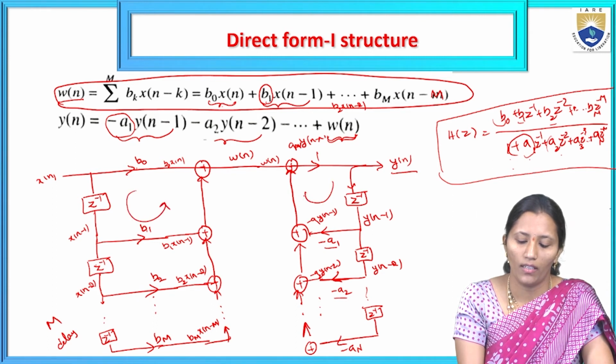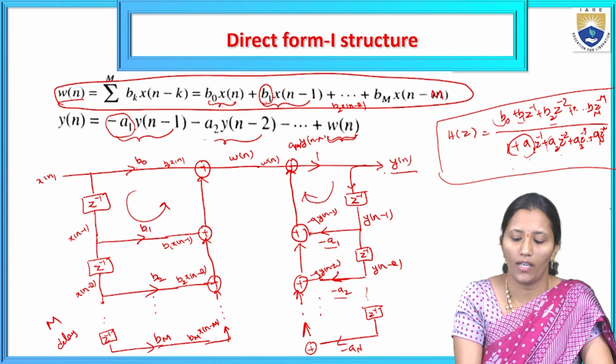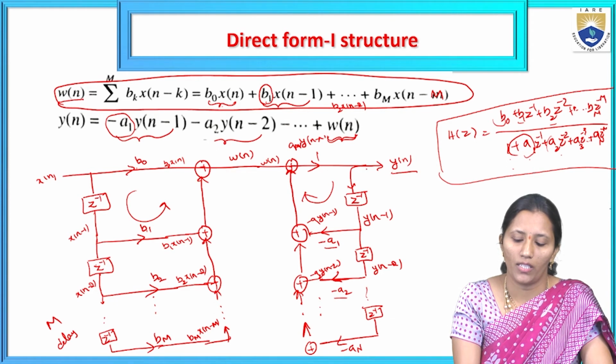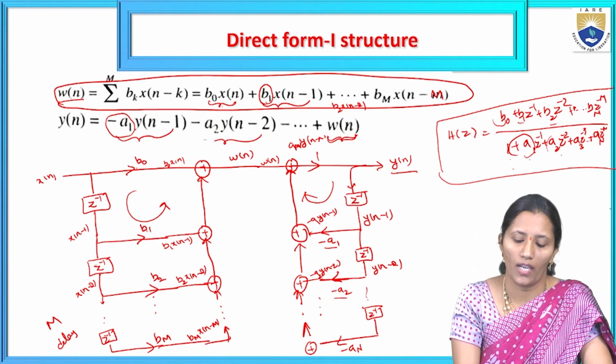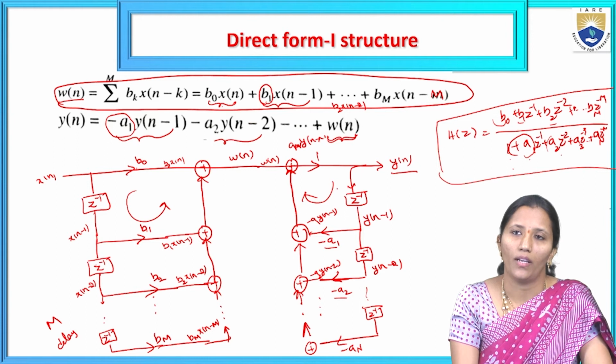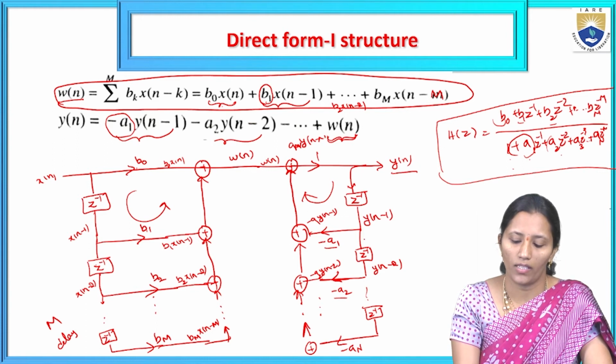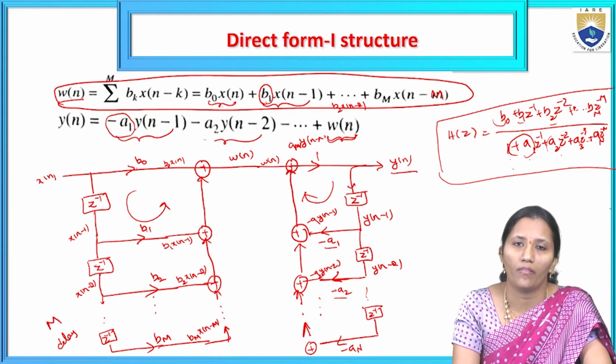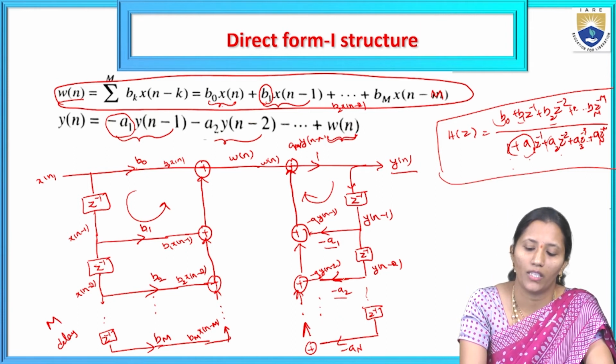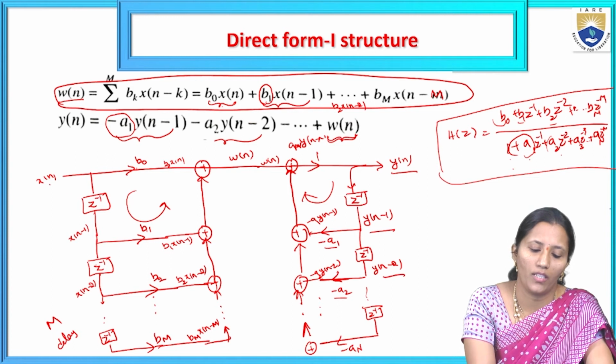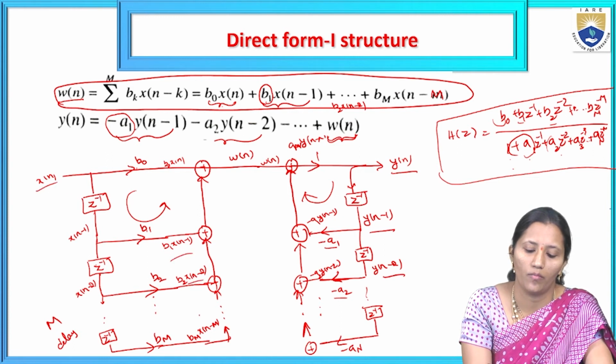This is in the clockwise direction. Okay, because the y of n depends on the past inputs. Here it has a feedback from the y of n. So here y of n minus 1, y of n minus 2, y of n minus 3. So it is an IIR filter. Our IIR filter output depends on the past outputs, present input as well as past inputs.